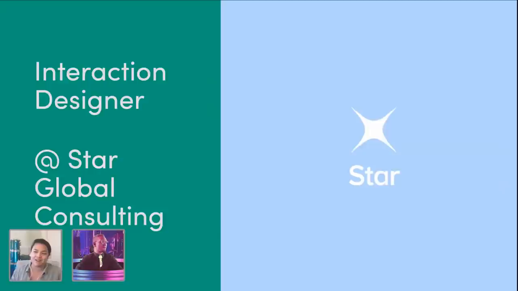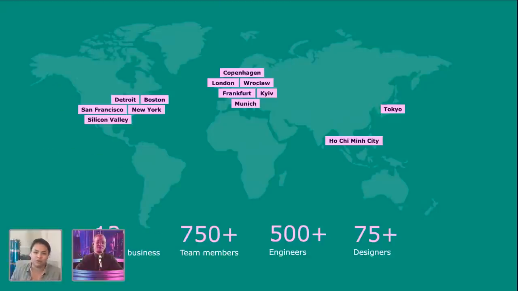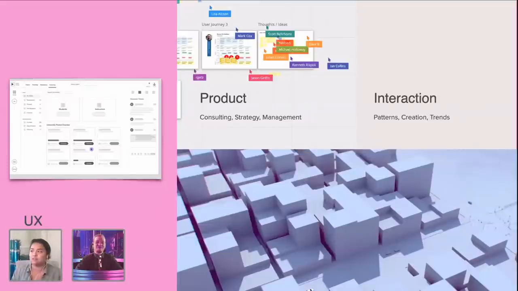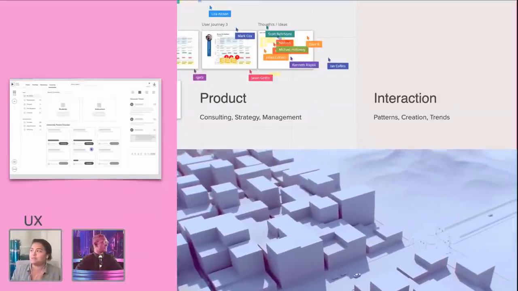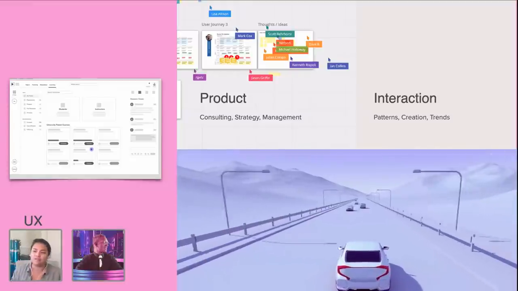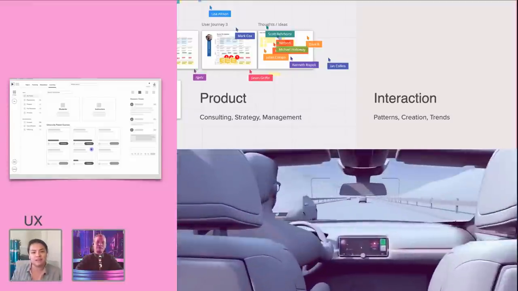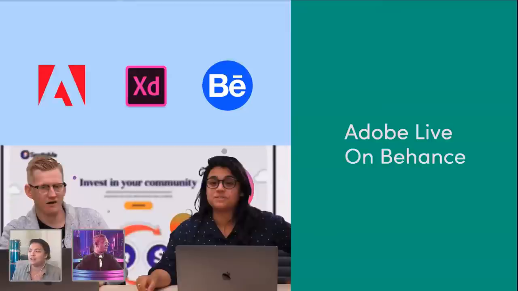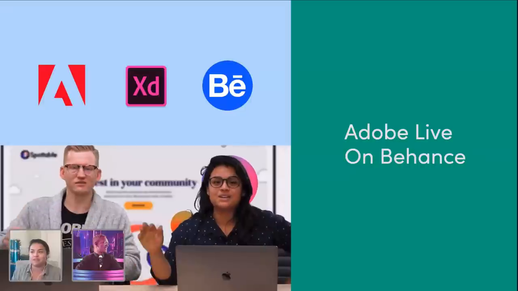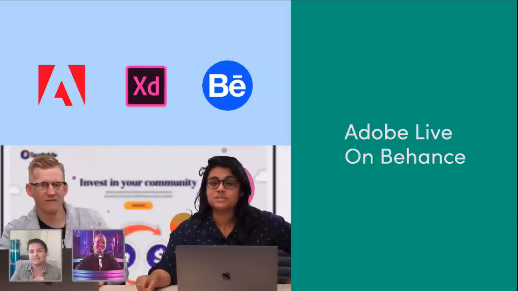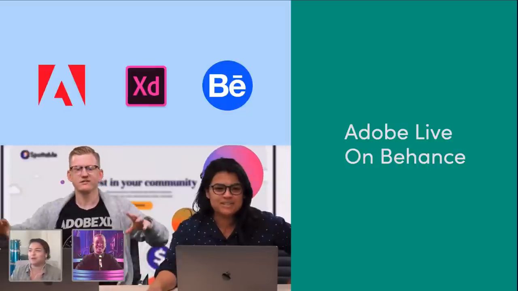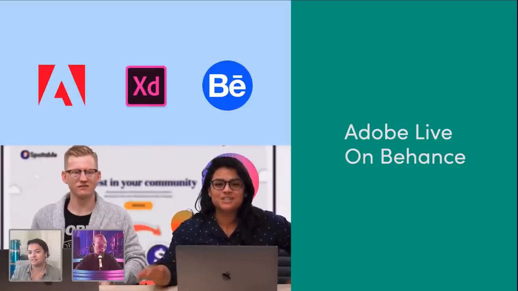Currently, I work as an interaction designer at a consulting group called Star. Check us out. We're awesome. All over the world, we have remote offices, and we do a lot of great work, mostly in digital products. I dabble in UX and product and interaction design. My true love is research, but currently this is what I'm doing and I love it. Like I said, you can typically find me here with some awesome, dope guests. Now I'm on the other side. So that's me in a nutshell.